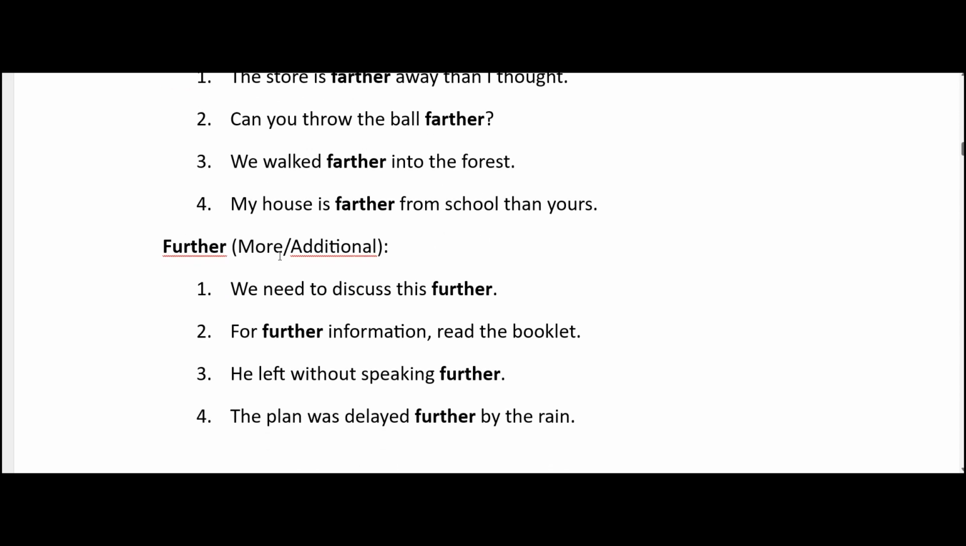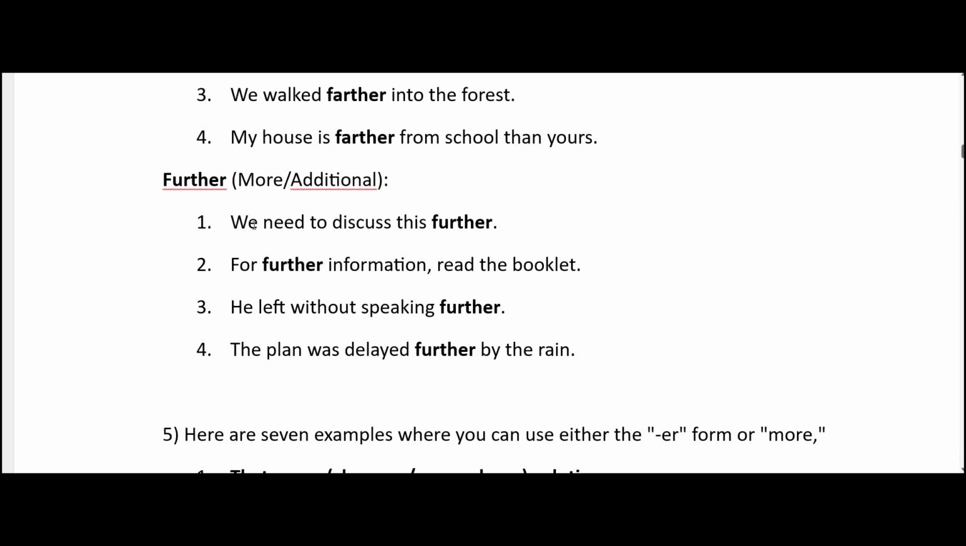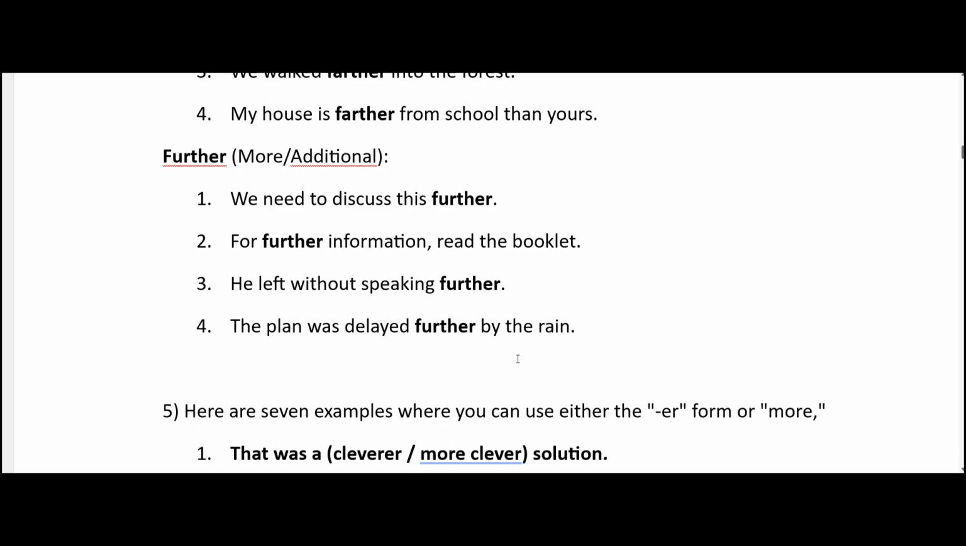But with further, it's kind of more or additional. We need to discuss this further. For further information, read the booklet. He left without speaking further. The plan was delayed further by the rain.